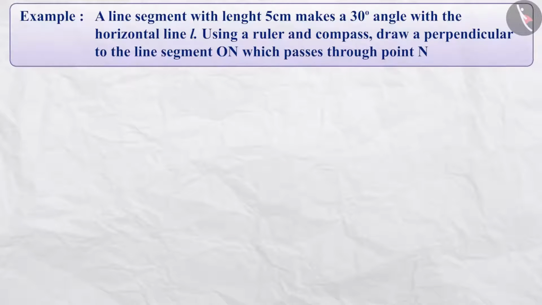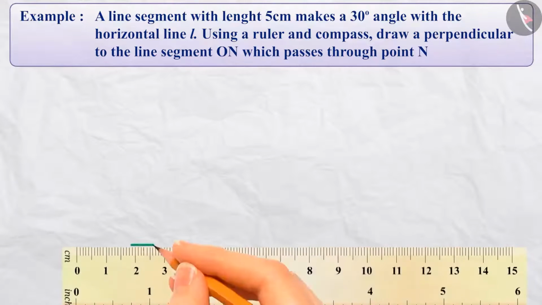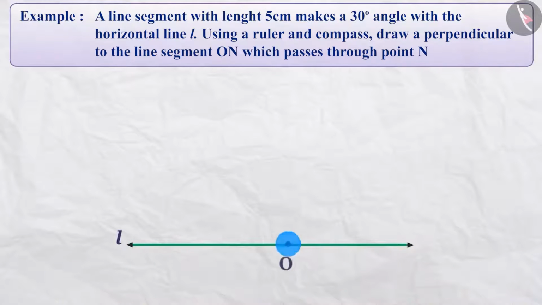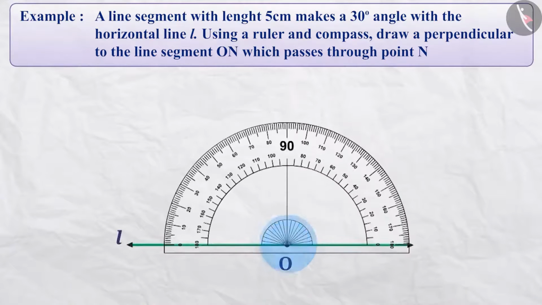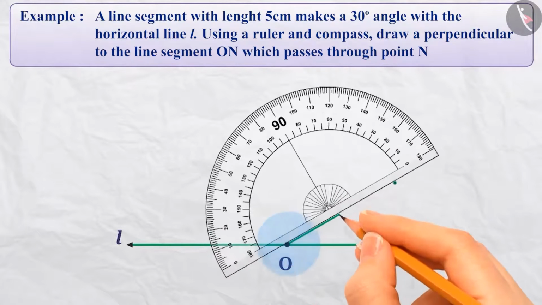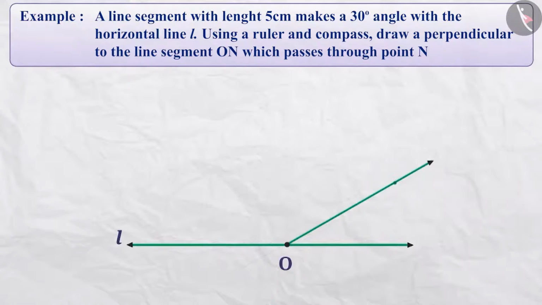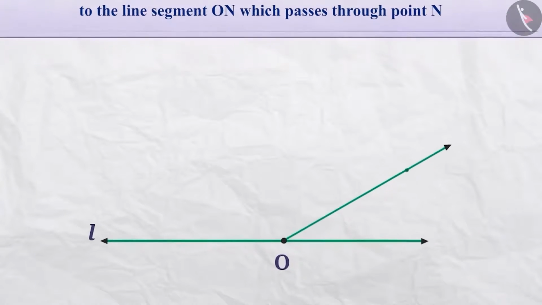Next example. A line segment with length 5 cm makes a 30-degree angle with the horizontal line. Using a ruler and a compass, draw a perpendicular to the line segment ON which passes through point N. First, we will draw a horizontal line and mark point O on it. By placing the protractor correctly at point O, we will mark a point opposite 30 degrees. Next, we draw a ray starting from O passing through this point.